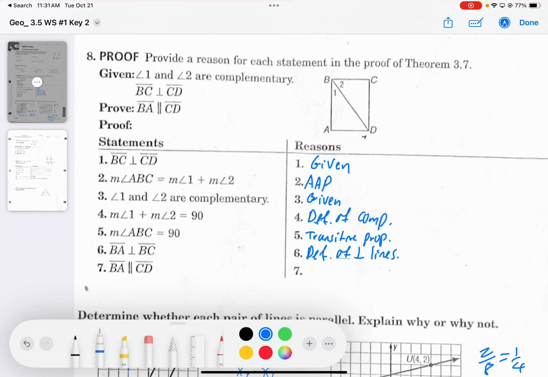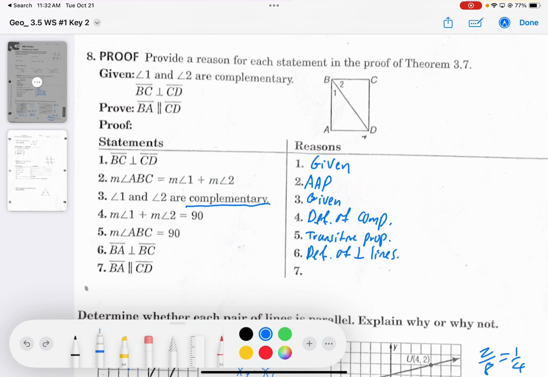It's a good question. Anytime that you see a vocab word, it's not automatically that you're going to use a definition, but a good chance. But like with 3, they tell you that those 2 angles are complementary. And then you got to ask yourself, well, what does it mean if angles are complementary? They add up to equal 90. And that's like exactly your next step for 4.